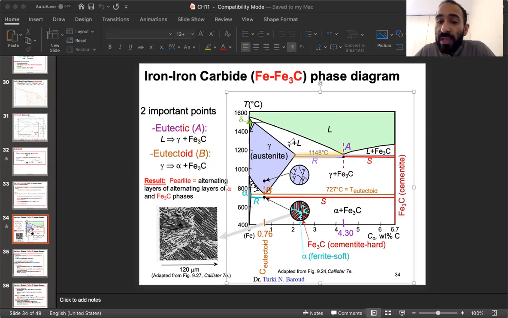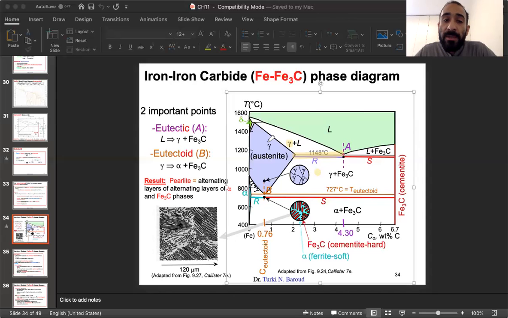Already part of the liquid transforms into gamma austenite. This gamma is going to stay as it is as you cool below this eutectic temperature. Now the remaining liquid is going to transform into gamma and iron carbide. This is why you're going to get two types of gamma at this point: gamma that already transformed before, and gamma that is transformed as a result of the liquid transformation, liquid to gamma plus iron carbide. This is called the eutectic reaction. Here you have eutectic, hypoeutectic, and here you have hypereutectic.